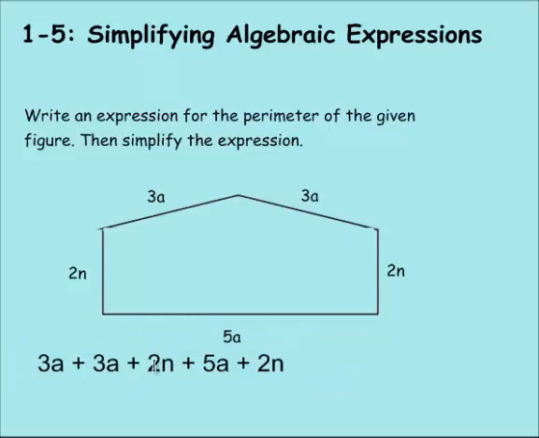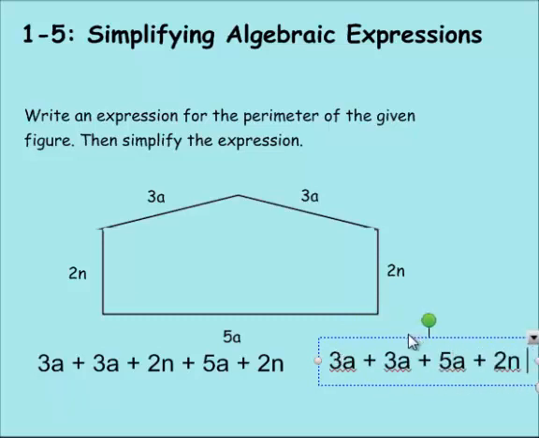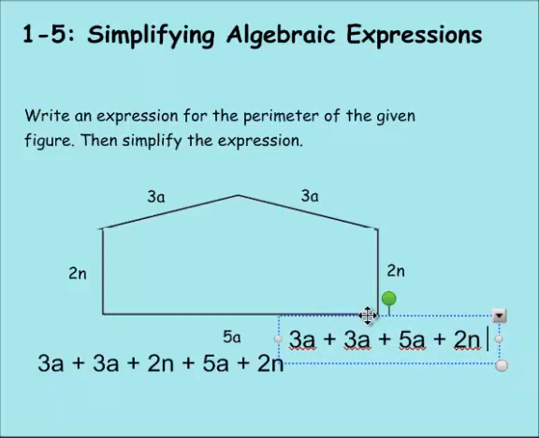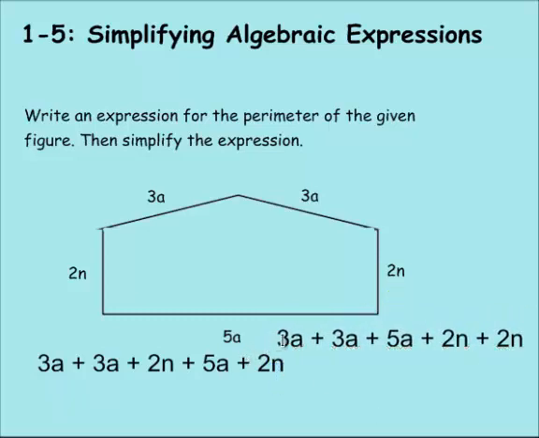And then, like commutative property, we can reorder this. We have 3A plus 3A plus the 5A plus 2N. Now we're going off the screen, so let's adjust that, plus 2N. So now we can add these together. 3A plus another 3A is 6A, plus 5 would be 11A, plus 2N plus 2N would be 4N. So this would be our simplified answer for that, and that's as simple as it gets.